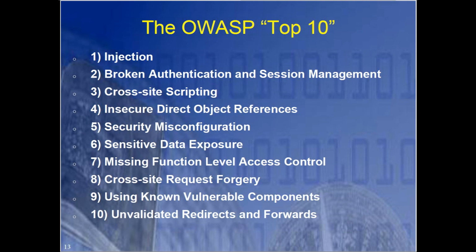Number 6, sensitive data exposure, I think is fairly self-explanatory. Number 7, missing function-level access control. This means that the roles and permissions that have been defined for the application are not being properly enforced. Maybe the account is operating on behalf of the application. The operating system account is not being used properly. Maybe there's some sort of privilege escalation taking place.